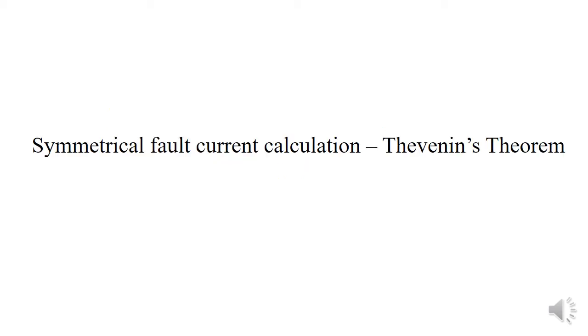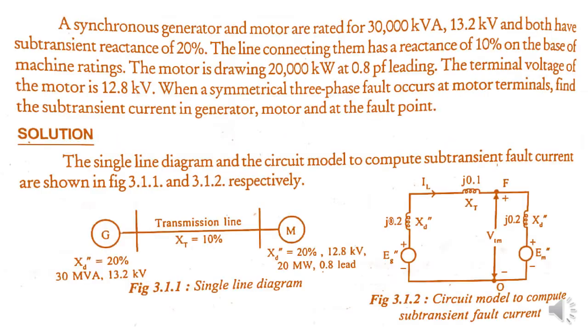In this video, I will explain how to find symmetrical fault current using Thevenin theorem. This is the given problem. The generator is feeding a motor through a transmission line, and the terminal voltage of the motor is given to us as 12.8 kV. This will be the Thevenin voltage, the open circuit voltage at the fault location.